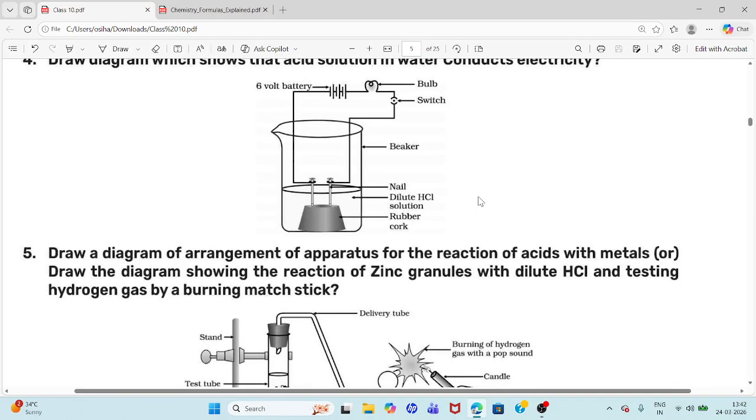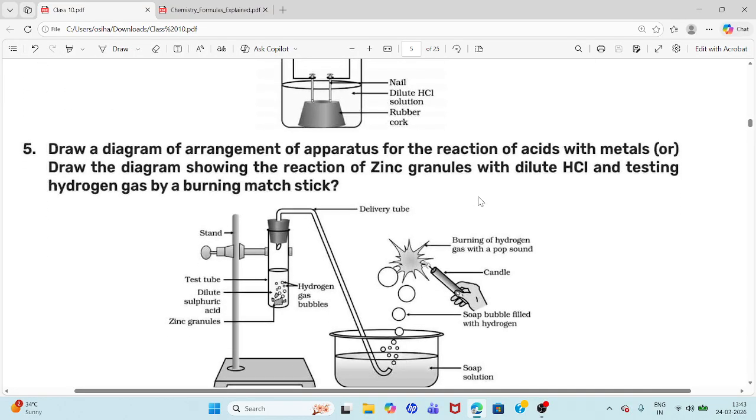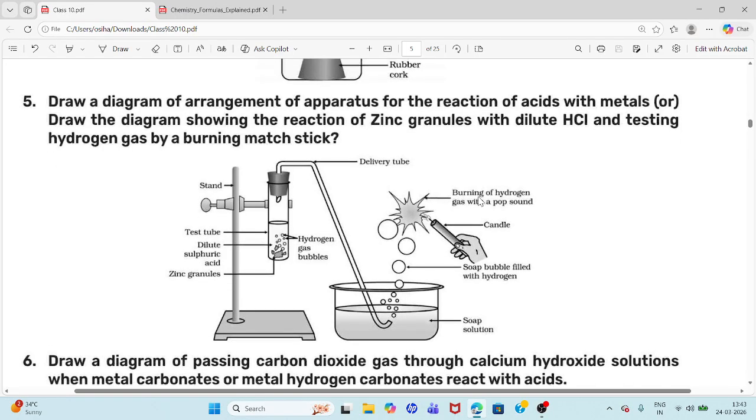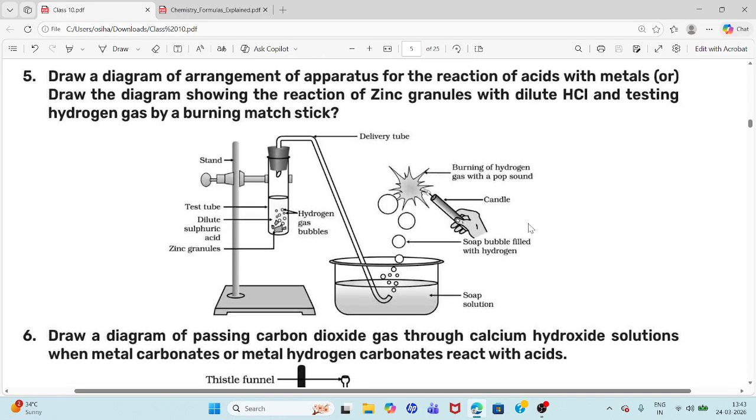Okay, practice these diagrams. And the fourth, fifth, sixth, seventh questions, all are diagrams only. So practice this. I will just scroll, then you can see this. Fifth question: draw a diagram of the arrangement of apparatus for the reaction of acids with metals, or draw the diagram showing the reaction of zinc granules with dilute HCl and testing hydrogen gas by a burning matchstick.